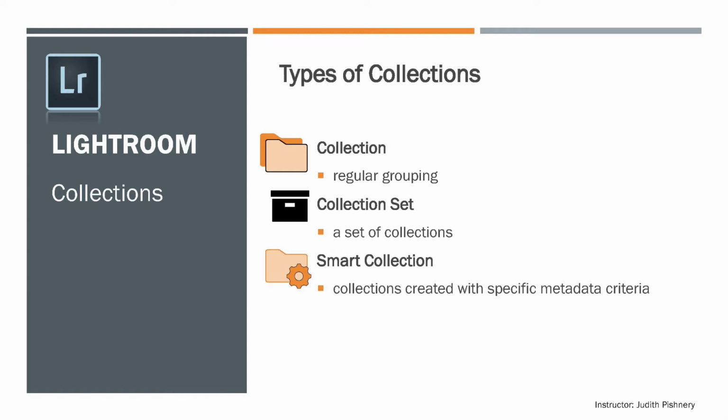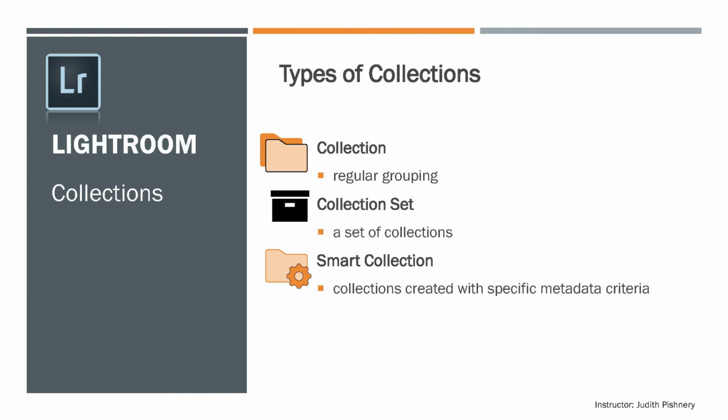So this is kind of what the little icons look like. And there's several types of collections. One is just a regular collection. Okay. And I'm going to show you how to create these and how to use them. The other one is a collection set, which is a grouping of collections. It's like a box. So think about the collection as maybe a folder that holds a bunch of images, okay?